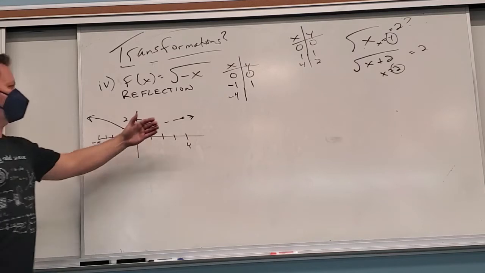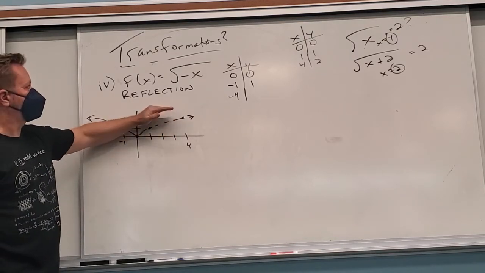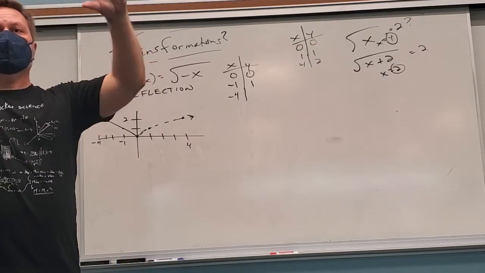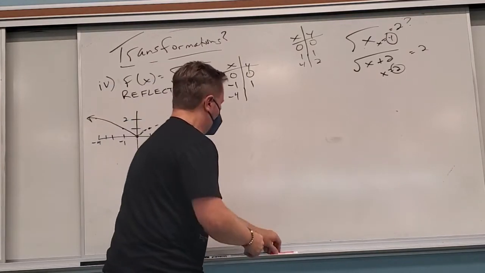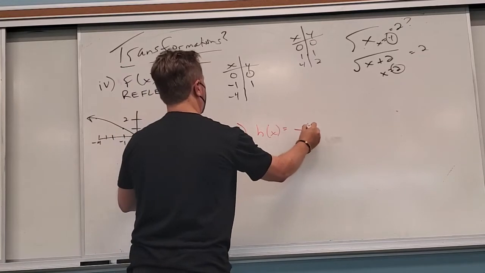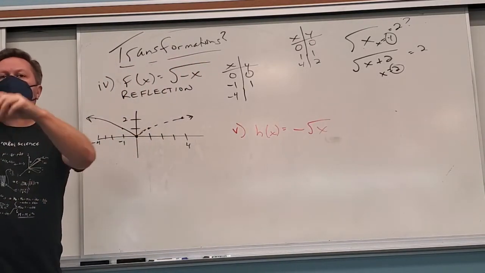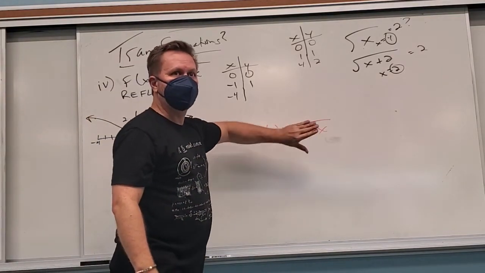If I wanted to reflect it this way, what would I do? It would have to be not inside, it would have to be outside. I love it. Hold on. Some of you guys are like, no. So if I had this, that is not inside with the x, it's outside. So it's going to affect up and down. Whatever the output used to be, it's now the negative of it.